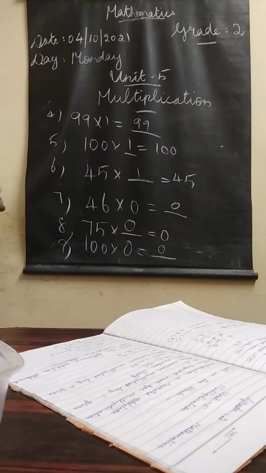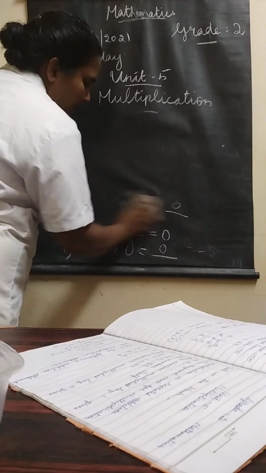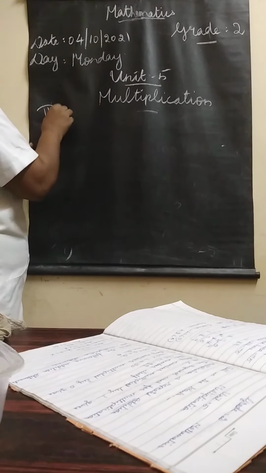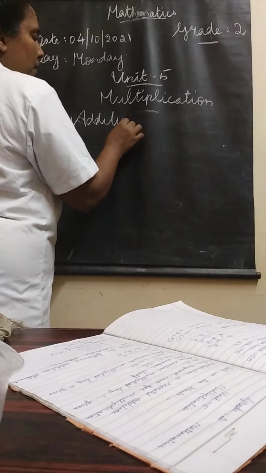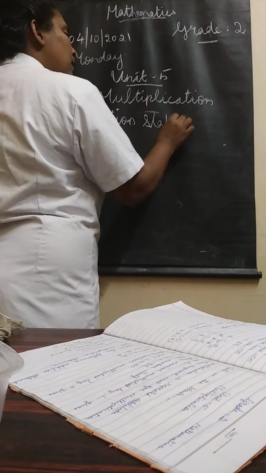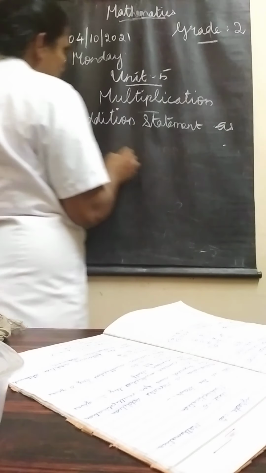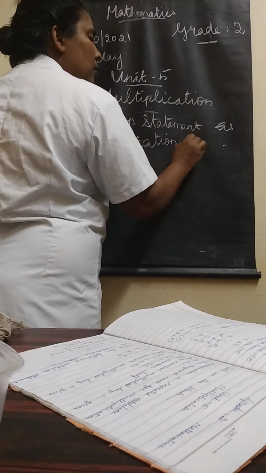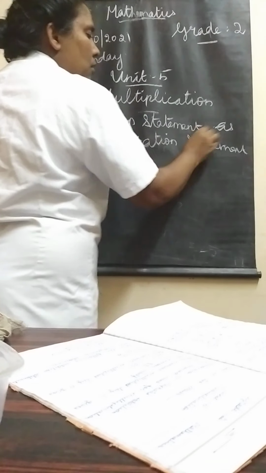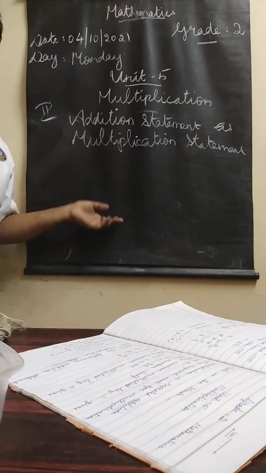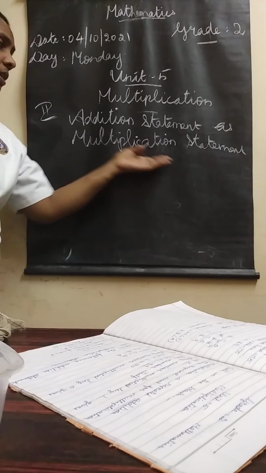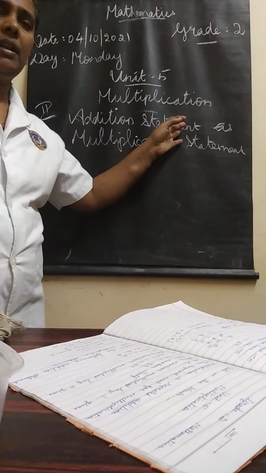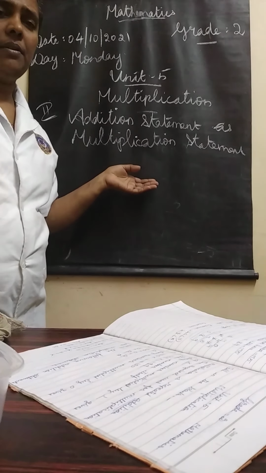Write the following addition statement as multiplication statement. Roman letter 2. Write the following addition statement as multiplication statement. Okay. So, addition statement to multiplication statement. That means the question is given in addition statement. We should write the answer in multiplication statement. Okay. How is the question? The question is given in addition statement. We have to write the answer in multiplication statement. Okay. That is the heading.